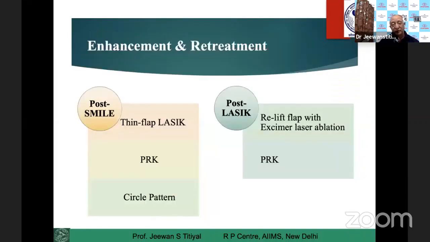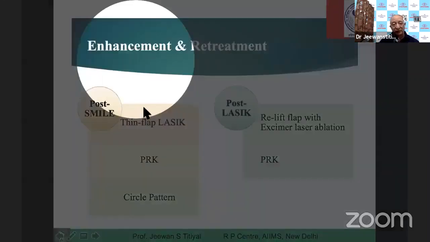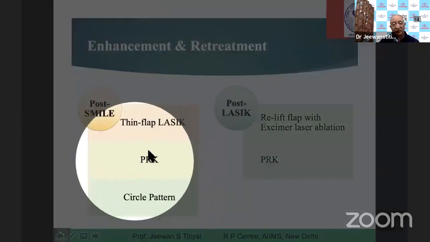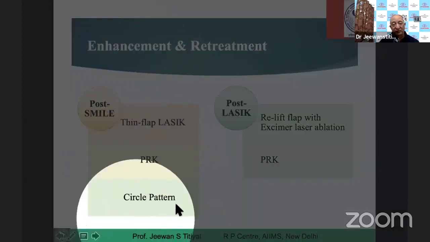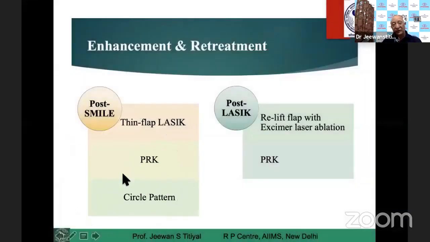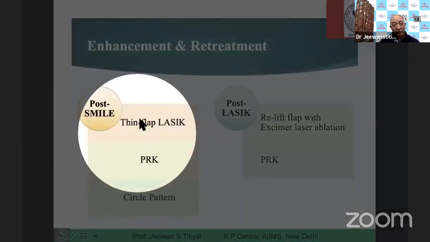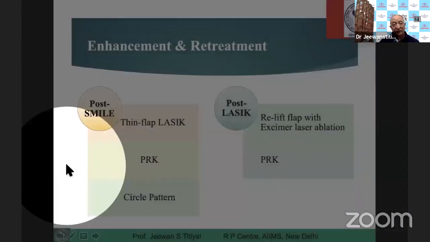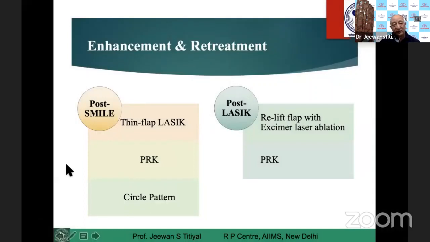So retreatment after SMILE is some concern, but we do have various options. We can do a surface ablation in these patients, or a circle pattern if you have a larger residual refractive error. If you've gone through a 120, 130 micron cap thickness, then you can do a thin flap LASIK in these patients also. Various literature has come up to treat these patients in a sequential manner for retreatment.